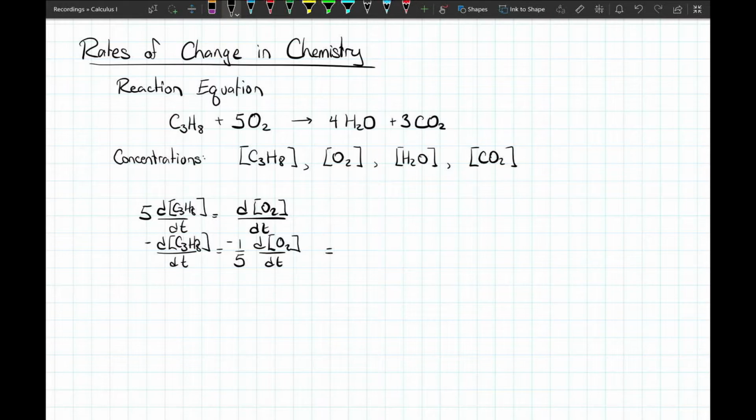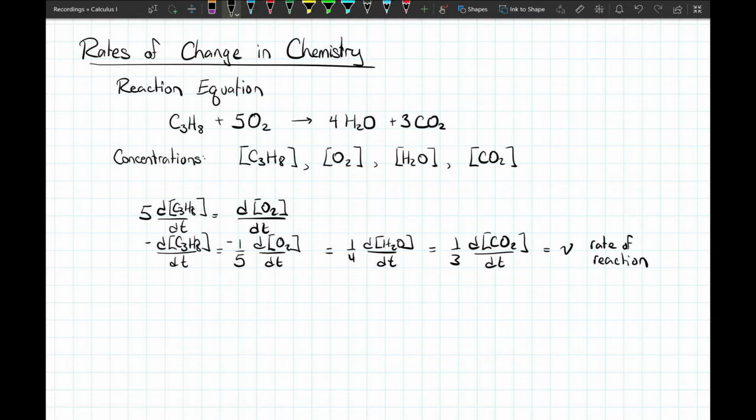And using the same idea here of how 5 oxygens need to be used up for every 1 propane, the proportionality there is that the rate of change of propane is 1/5 the rate of oxygen. Then the rate of change of propane is also equal to 1/4 the rate of change of water. And of course, those are opposite signs. And it's also equal to 1/3 the rate of change of carbon dioxide. And so this quantity, all 4 of these being equal to each other, this is going to be our rate of reaction, or simply reaction rate.